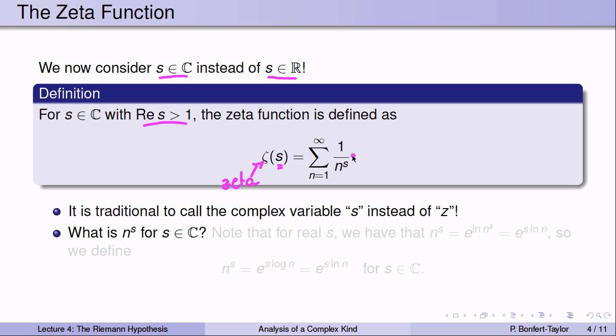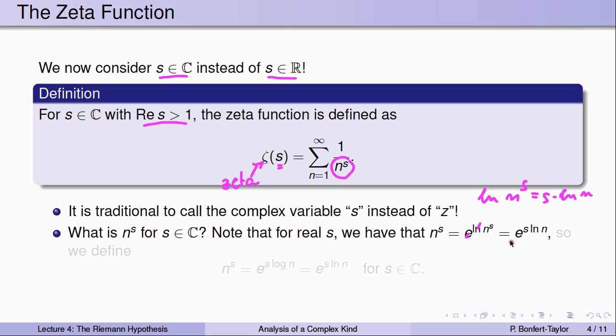What do we even mean by n to the s if s is a complex number? Let's quickly figure this out. Remember that for real values of s, we know that n to the s is the same as e to the natural log of n to the s, because e and natural log just cancel each other out. But natural log of n to the s, by the rules of logarithm, is s times natural log of n.